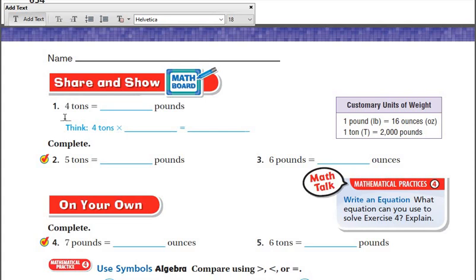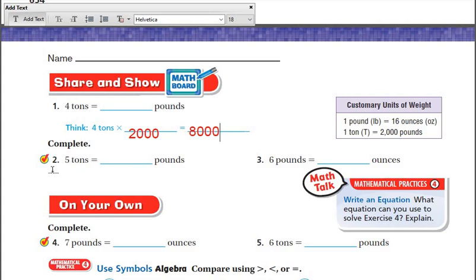So let's see. We have 4 tons here equals. Let's see how many pounds in 4 tons. From this table we know 1 ton equals 2,000 pounds. So if we have 4 tons, you will multiply 4 times 2,000. It's too easy. We know before multiplying by multiples of tens, we will multiply 4 and 2, which is 8, and we will drop the 3 zeros to be 8,000.